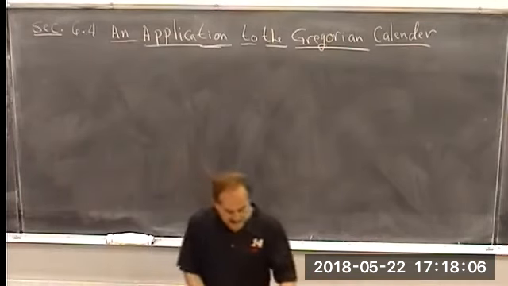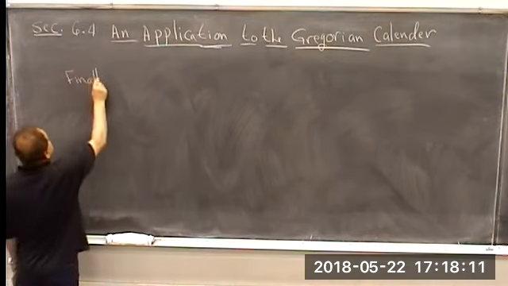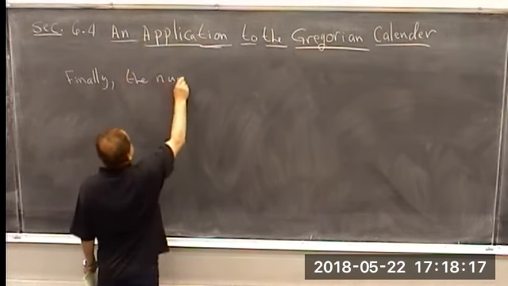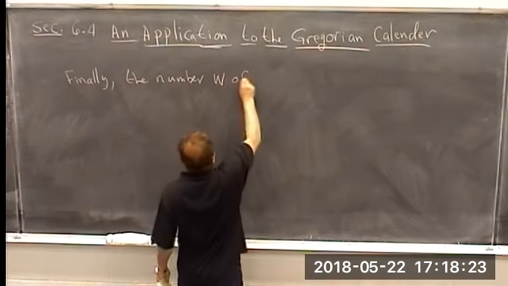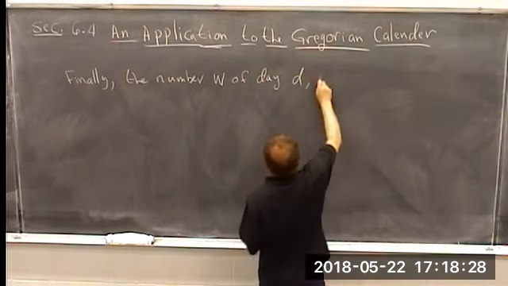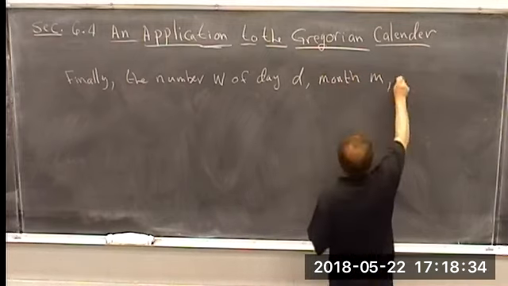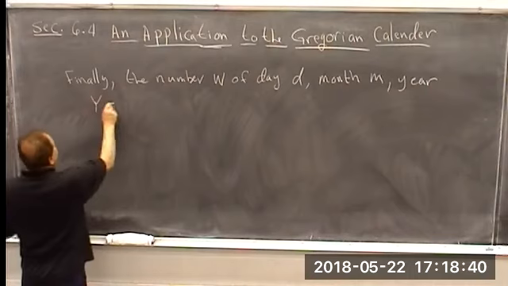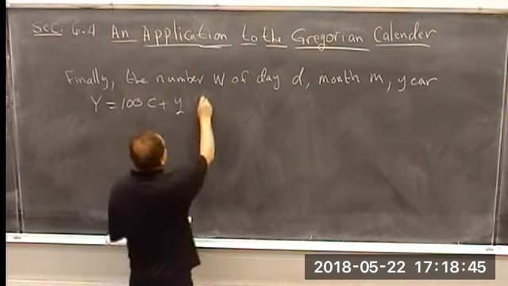So the final result here, finally, the number W of day D, month M, year capital Y, which we can write as 100C plus little y, is given by this.